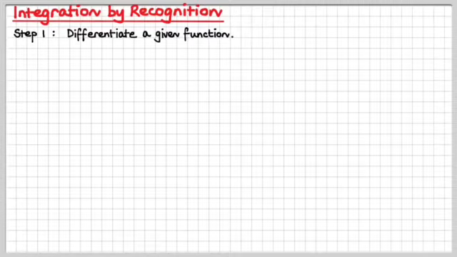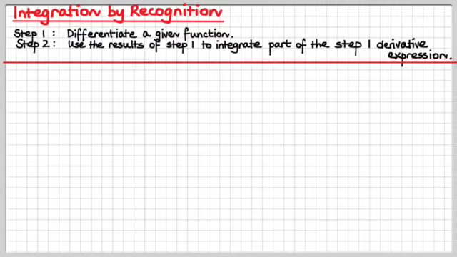There are two steps in these questions. Integration by recognition. The first step is you are asked to differentiate a given function, and then in step 2 they ask you to use the results of the differentiation in step 1 to integrate part of the step 1 derivative expression. Now that all sounds like a bit of a mouthful, so I think we'll just get into an example and show you how it works.